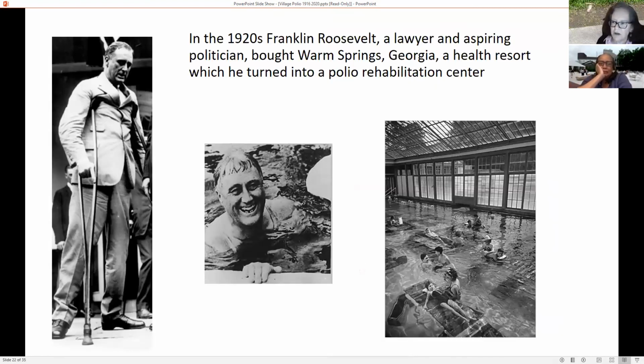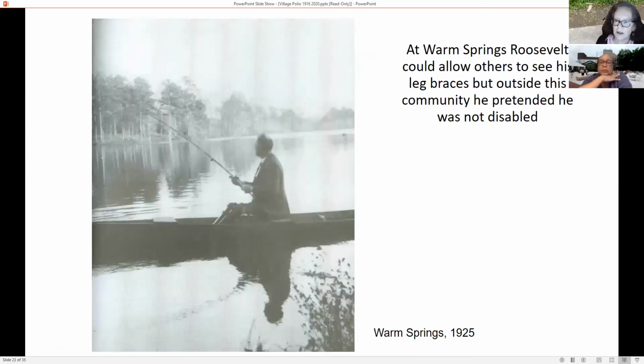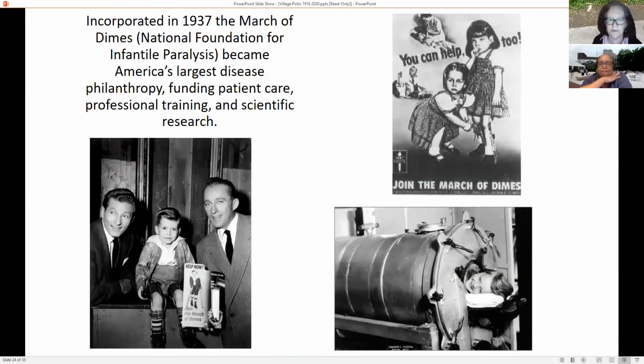Now, I wanted to spend 5 minutes giving you a quick brush up on what happened with polio. So polio until the 1920s was really seen as a children's disease and as an immigrant disease. But when Franklin Roosevelt, a wealthy lawyer, aspiring politician, became paralyzed by polio, he became a kind of celebrity polio figure. He bought Warm Springs, a health resort in Georgia, and turned it into a polio resort. And other than at Warm Springs, he pretended to the rest of the world that he had conquered polio and that he was not disabled.